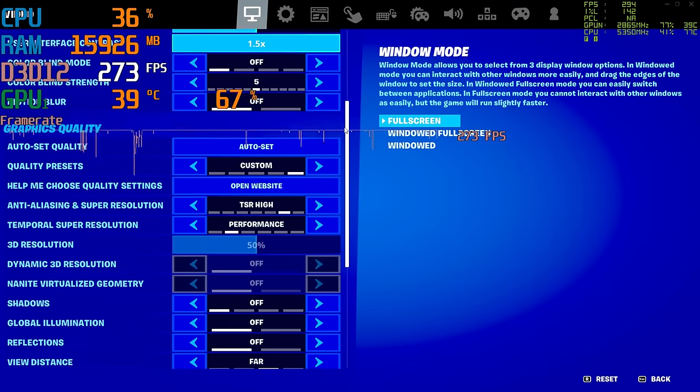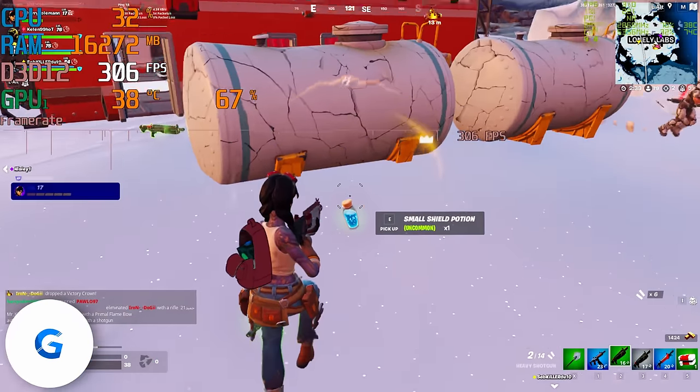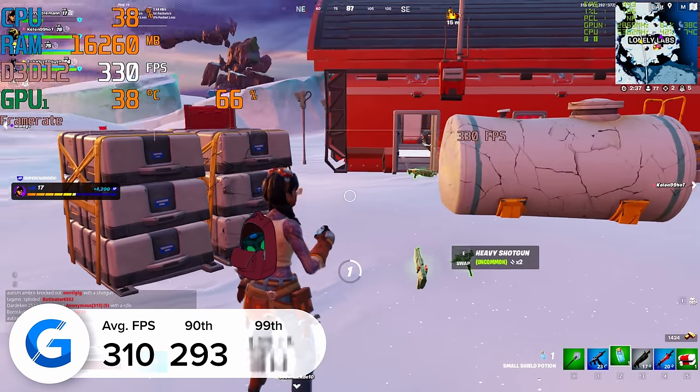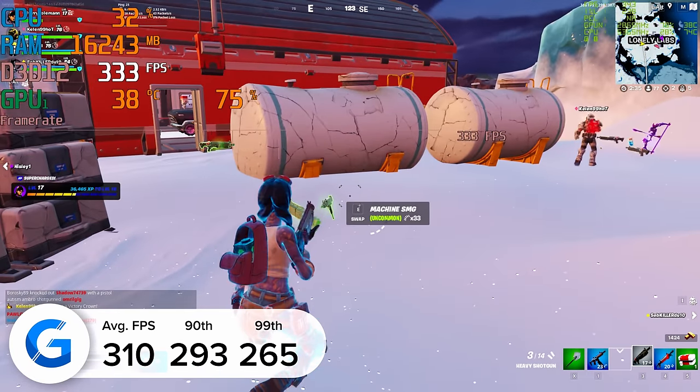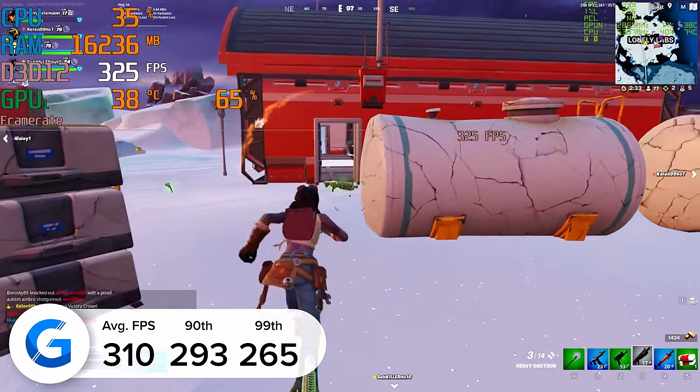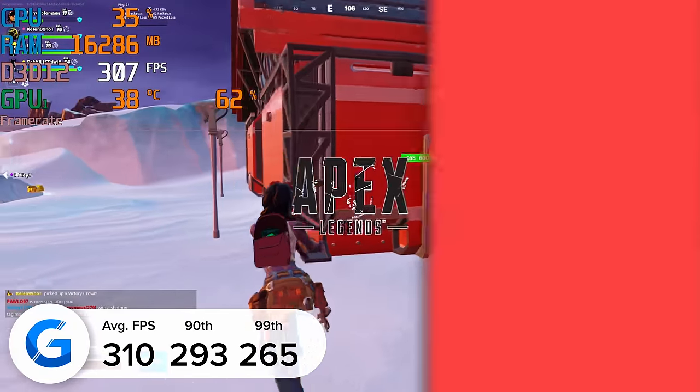Fortnite at 1080p competitive also delivered strong results, 310 FPS on average to be precise, with all the settings tuned down to low except the render distance, which was set to far for maximum frame rate.